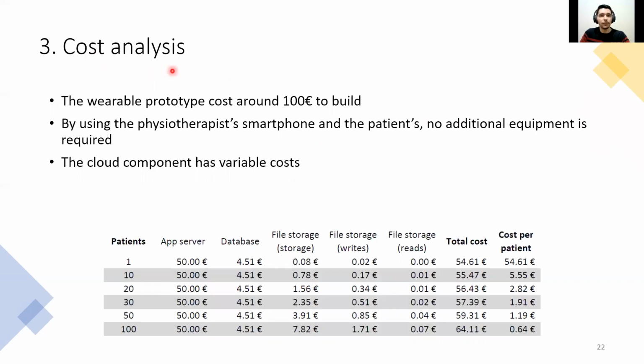Point 3 is a cost analysis. The wearable prototype cost us around €100 to build. And by using the physiotherapist's smartphone and the patient's, no additional equipment is required. And the cloud component has variable costs, but for instance, for a clinic with 10 patients, the cost per patient would be €5.55.